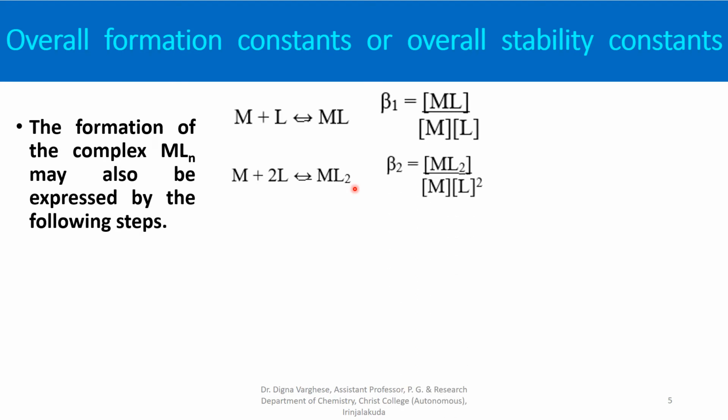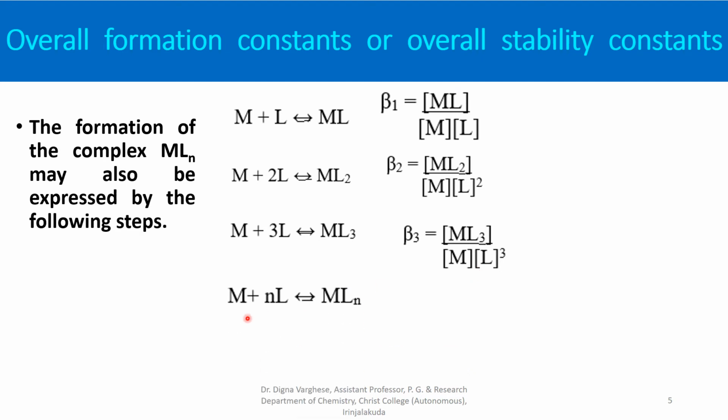Its equilibrium constant or formation constant is beta 2, that is concentration of ML2 divided by concentration of M into concentration of L squared. Another reaction, metal reacts with 3 moles of ligand to form ML3 complex. Its equilibrium constant or formation constant is beta 3, equal to concentration of ML3 divided by concentration of M into concentration of L raised to 3.